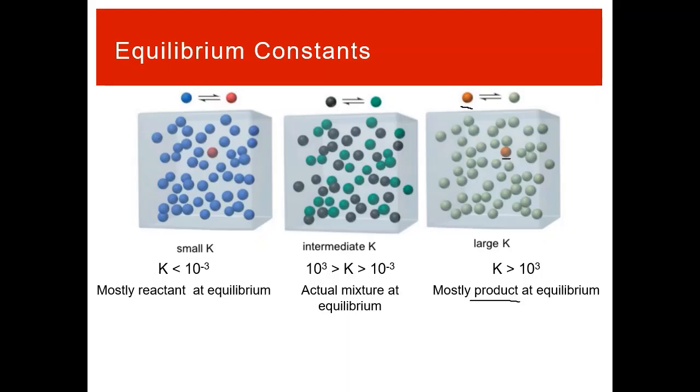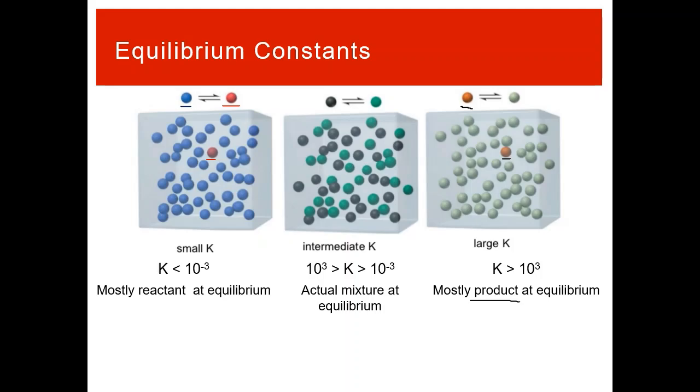Very small Ks, and when I say very small K, it's still going to be greater than 0, so it'd be much less than 1, say like 0.000001, something like that, means it's mostly reactant at equilibrium. You may come up with a reaction where you have your reactants and they mostly stay the same. You maybe get one of those product molecules.